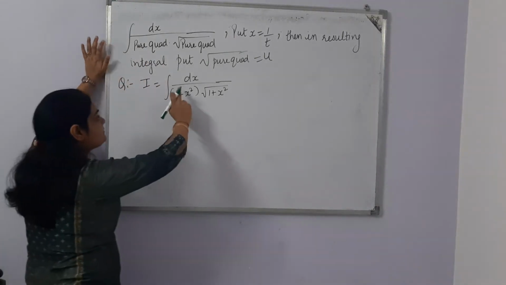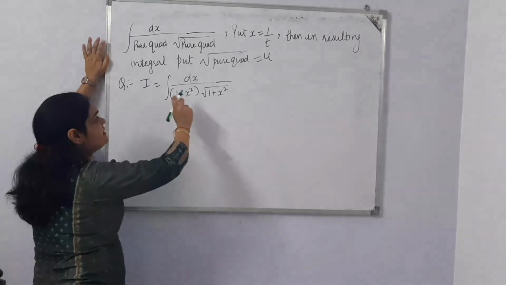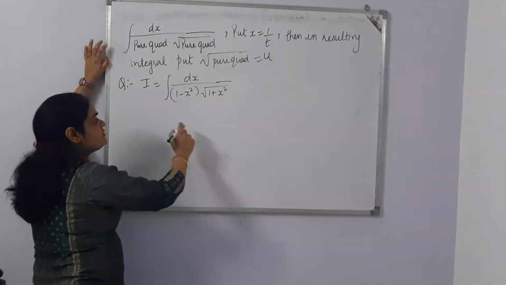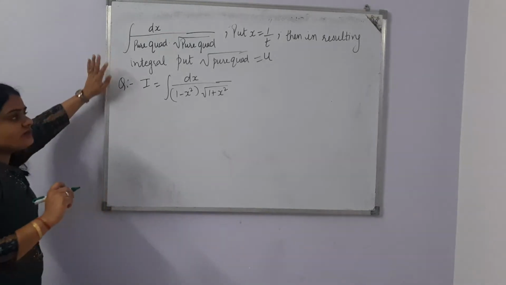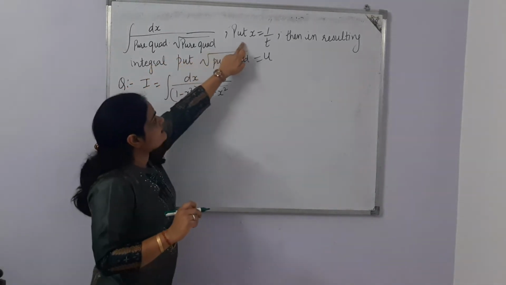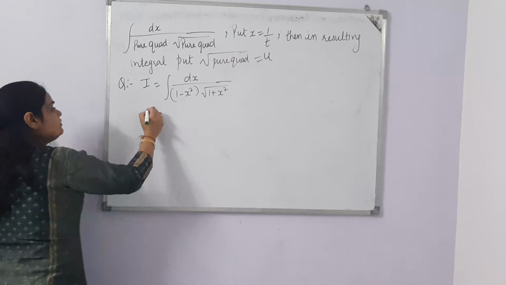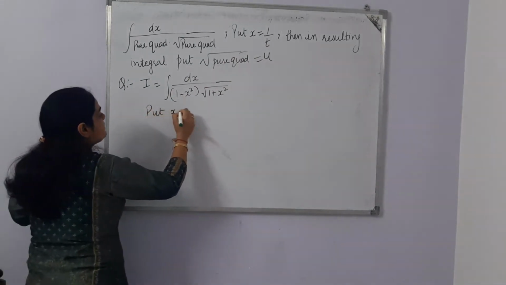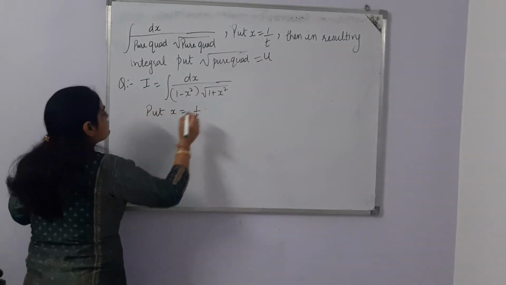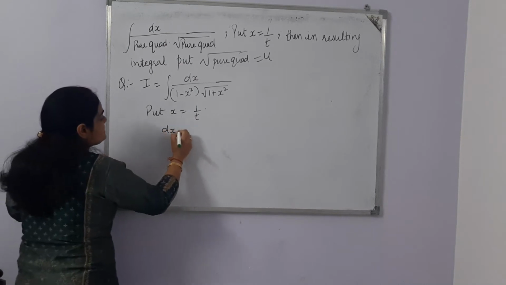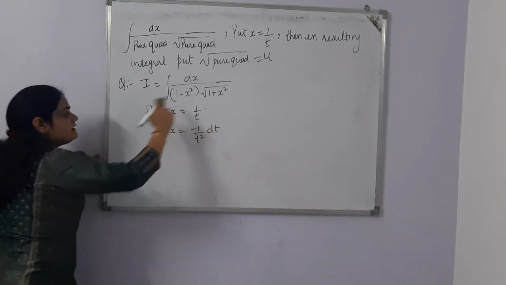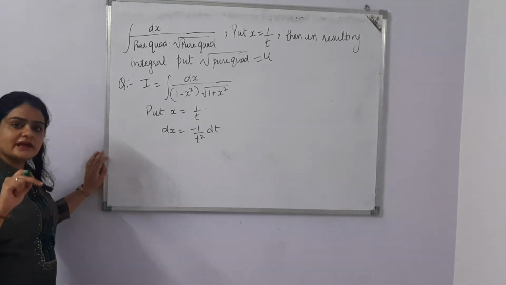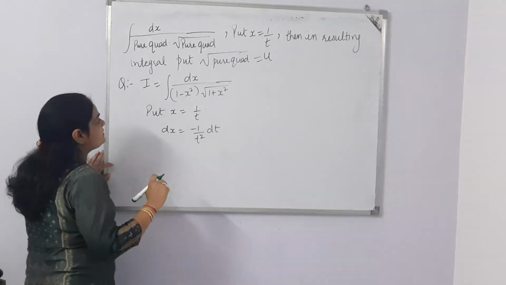So we have the same pattern question. In numerator there is constant, and in denominator this is a quadratic function, and this is a quadratic function under root. So first of all, it is saying we need to substitute x is equals to 1 by t. So we are substituting x is equals to 1 by t. Then dx is equals to minus 1 by t square dt. Again t raised to power minus 1, that means the x raised to power n formula is applicable for differentiation.